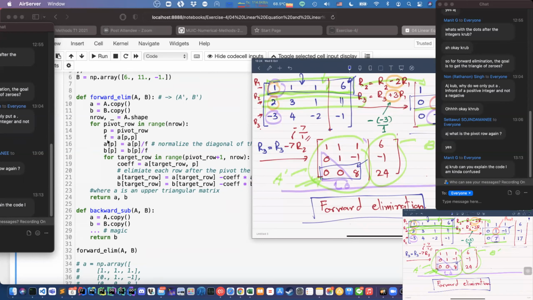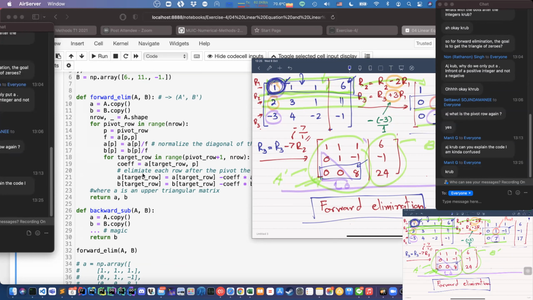And the way that I'm doing it is I made sure that the diagonal element of the pivot row is one. I did that by just dividing by the diagonal element, right? So far so good. Manit, are we good? Right? I made sure that the element over here is one.